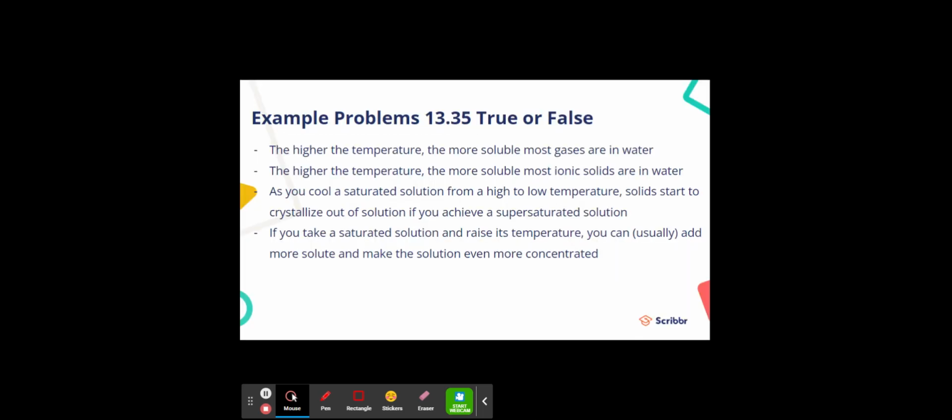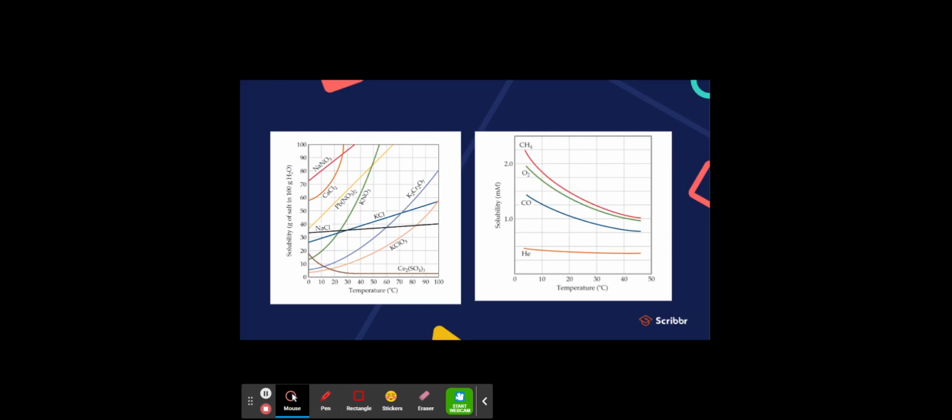And now here is a practice problem. These are all true or false questions, and this is problem 1335 in your book. The higher the temperature, the more soluble most gases are in water. This is going off of what that last graph was showing. So the answer for this one is false. That's because, you can see it's this graph on the right again, as temperature increases, the solubility is actually going to decrease.